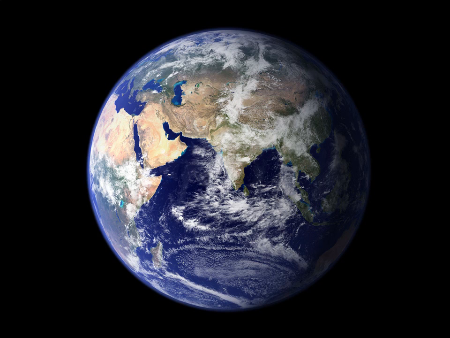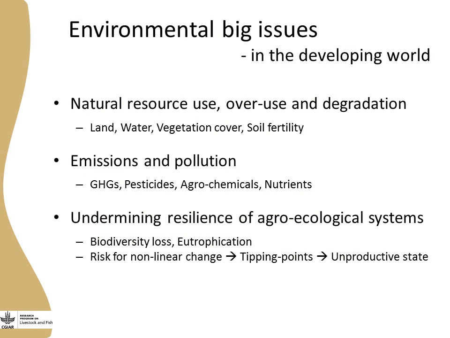We look at the planet and think, how does this impact the environment? So some of the big issues are, of course, natural resource use. And we think about land, water, vegetation cover, soil fertility. Often this leads to overuse, and even more often it leads to severe degradation. Increased production often also means more emissions and more pollution. For example, more greenhouse gases, pesticides, agrochemicals, and leakages of nutrients. A very intensive agricultural production, which is not environmentally sound, might undermine the resilience of these agroecological systems. For example, biodiversity loss or severe eutrophication.